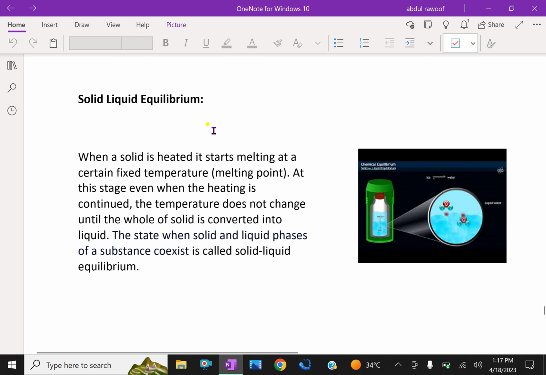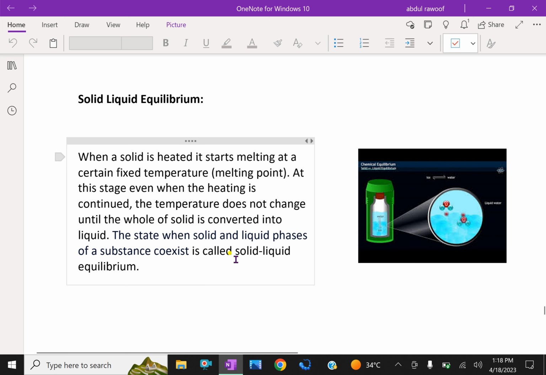Next, solid-liquid equilibrium. When a solid is heated, it starts melting at a certain fixed temperature, that is the melting point. At this stage, even when the heating is continued, the temperature does not change until the whole of the solid is converted into liquid. For example, put ice in a container and heat it, so the ice becomes liquid. While changing from solid to liquid, the temperature will not increase.